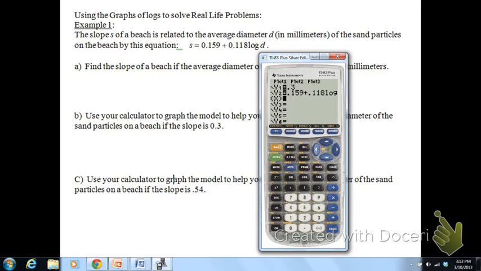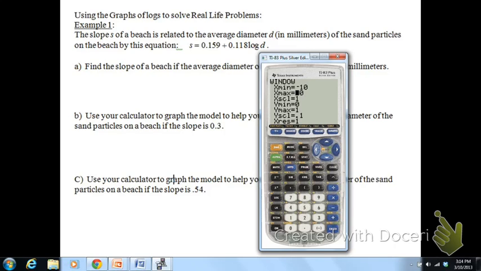Before I hit zoom 6, I'm going to go to the window and use my noggin for a second to arrange this. I know that y1, y equals 0.3, is just a horizontal line up 0.3 off of the x-axis. So I'm going to make sure my y max doesn't go much higher than, let's say, 1, and my y min is 0, because I want to be able to see that horizontal line. I might even change my y scale to count by 0.1s.